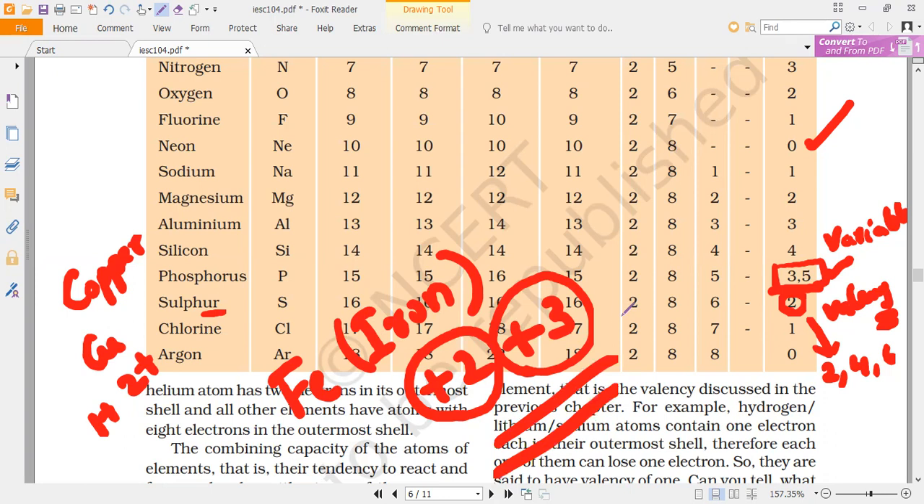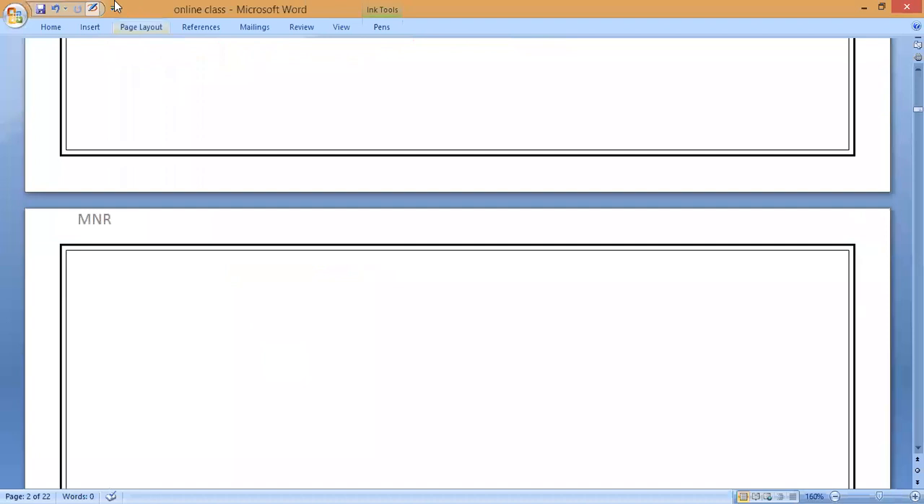It has very little importance in class 9th, but from class 11th onwards, and class 10th also, in many places we will get variable valency for many elements. That is why the third kind of valency which we are going to study is variable valency. Is it okay, guys? Yes, please. Write it. Third one, variable valency.